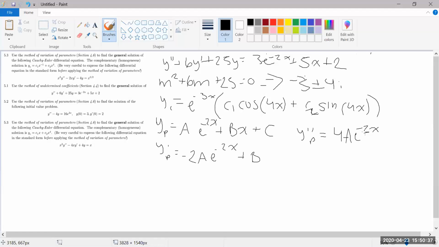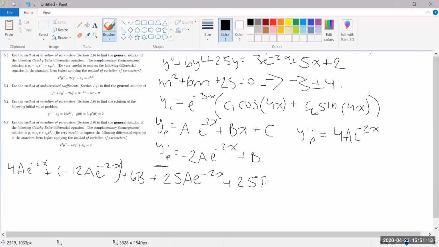So for our y double prime, we have our 4a e to the negative 2x plus 6 times our y prime here, so negative 12a e to the negative 2x plus 6b, and then plus 25a e to the negative 2x plus 25bx plus 25c.